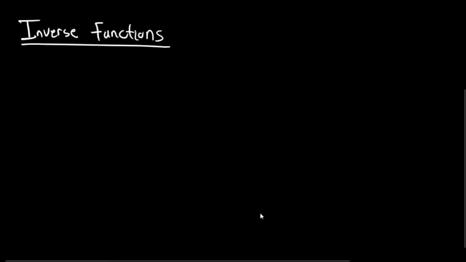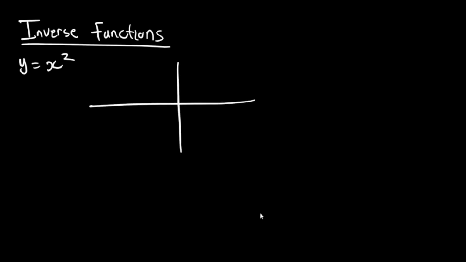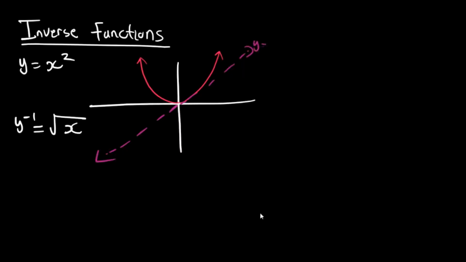Inverse function. Consider a function y is equal to x squared, which when you draw it in your Cartesian plane, will look like this. Now, the inverse of this function is the root of x, which for you to draw it, you must first have the line y is equal to x, like this, y is equal to x.